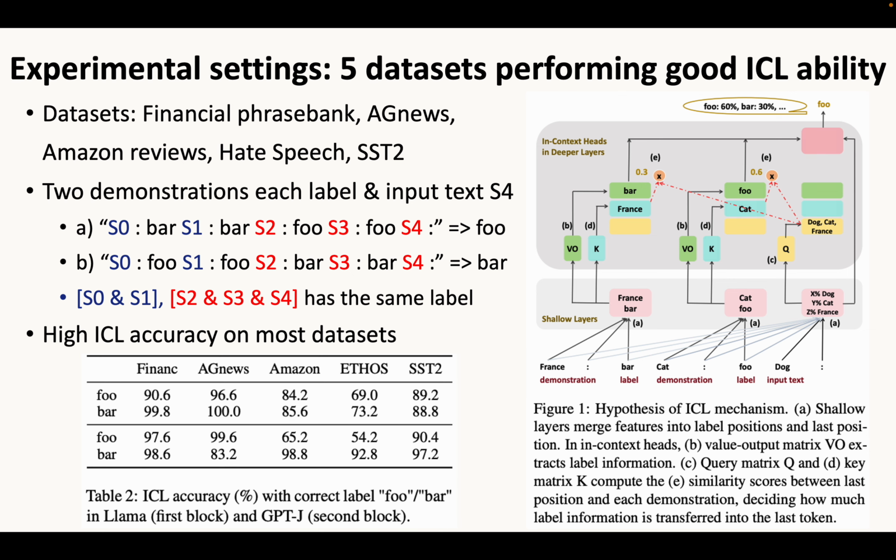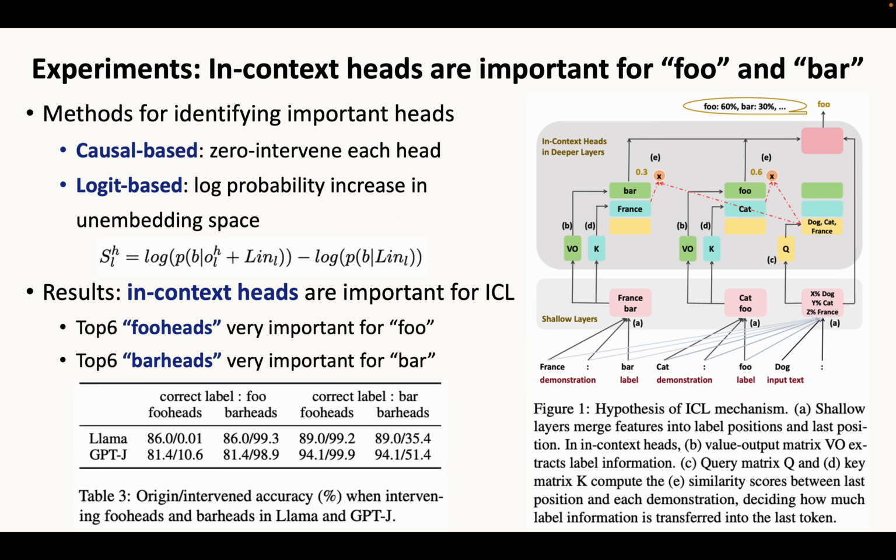Then we design experiments to verify the hypothesis. We do experiments on 5 sentence classification datasets, and we randomly sample 2 demonstrations with each label. The labels of S0 and S1 are the same, and the labels of S2, S3, and S4 are the same. We run the experiments on Llama and GPT-J, and the ICL accuracy is high on most datasets.